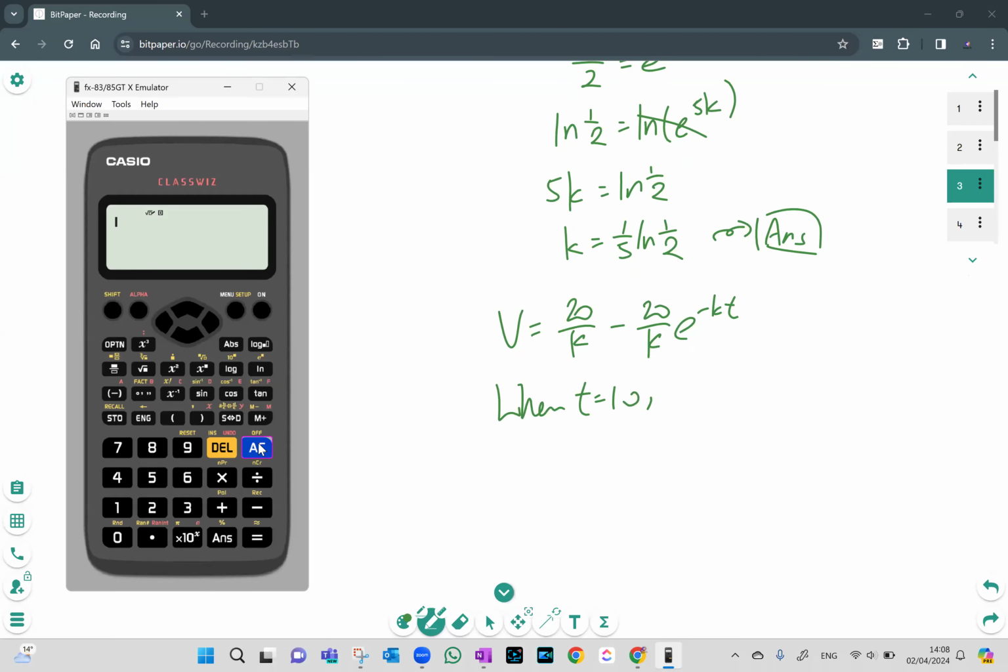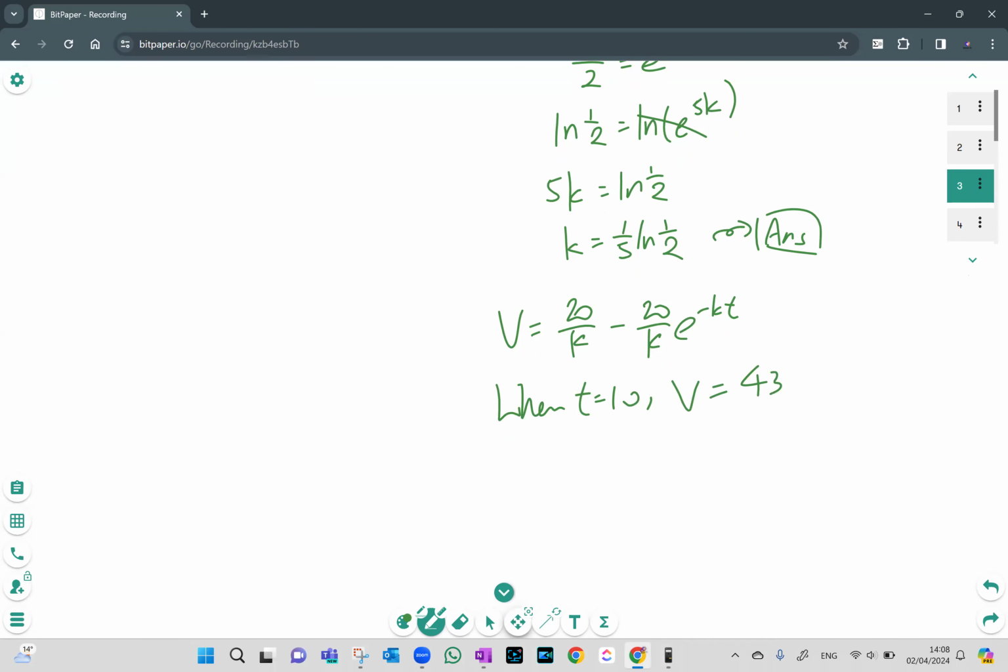So I can show you that. V equals 20 over, so let me put in the calculator, 1/5 of ln a half. So that's my k value. So when I see this k, I use the answer button. So V equals 20 over answer minus 20 over answer times e to the power of negative answer times 10. So I get V equals 432.8. So V equals 432.8. And did I make a mistake somewhere?